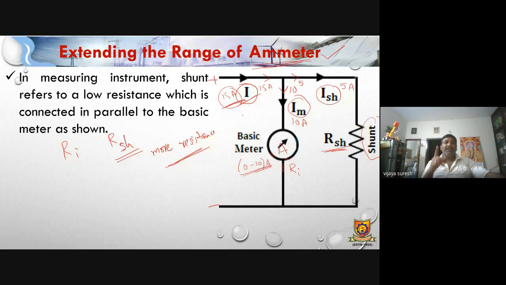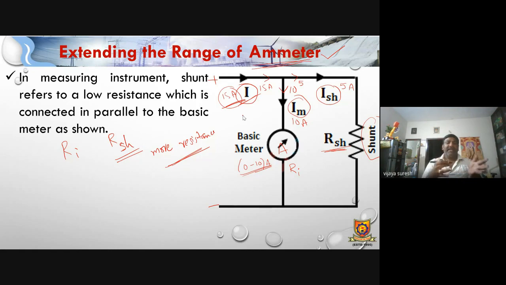Always Ri should be more than RSH. Shunt resistance will be less. Then only can we bypass the excess amount of current, and only the remaining current will pass through the meter. In this meter, whatever example we have taken, we can measure up to 10 amps only. There is no doubt about it. We can't measure beyond that. But what is the excess current? 5 amps of excess current is there, and that 5 amps goes through the shunt resistance.